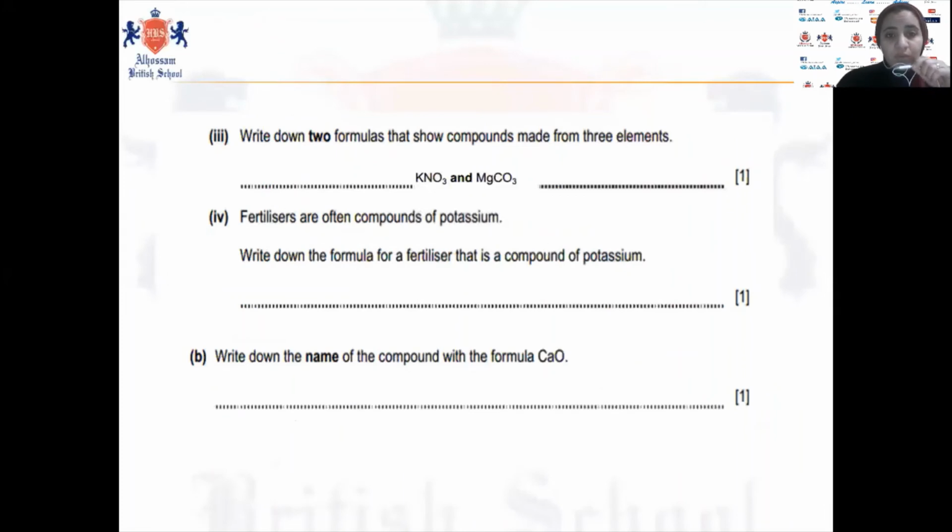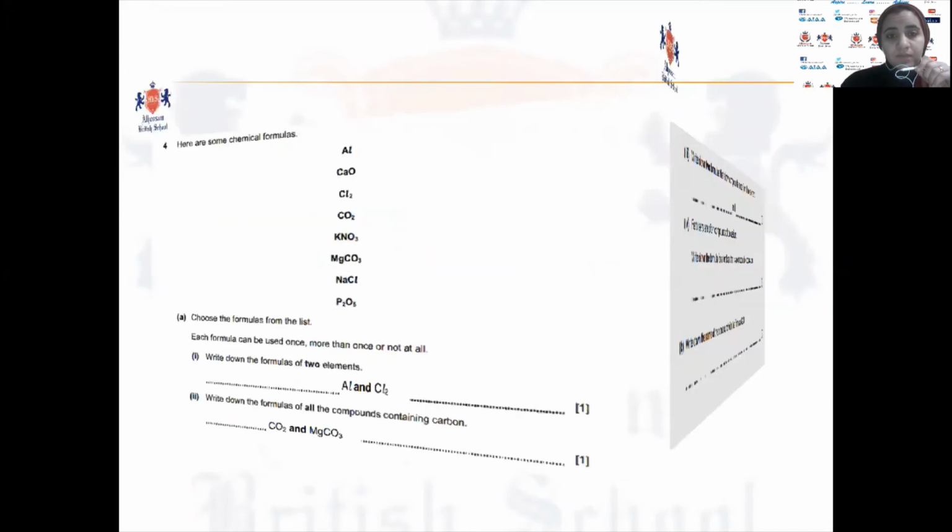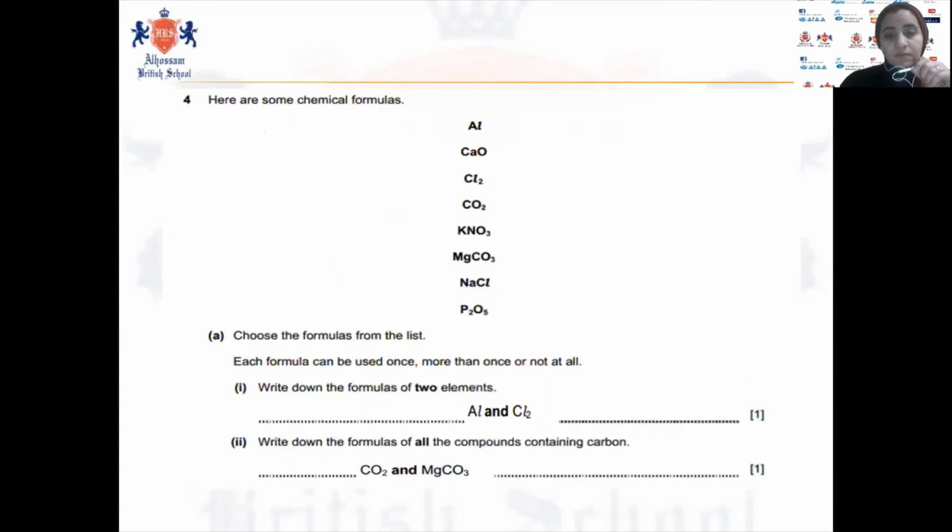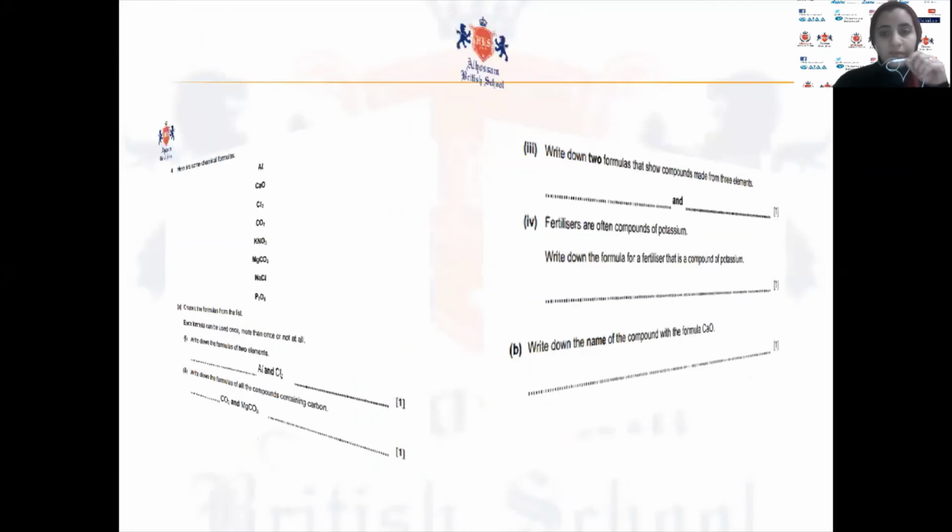Fertilizers are often compounds of potassium. Write down the formula of a fertilizer that is a compound with potassium. Which one contains potassium? You want the list? Okay, go back a second. Yes. Potassium nitrate. Potassium nitrate. Great.